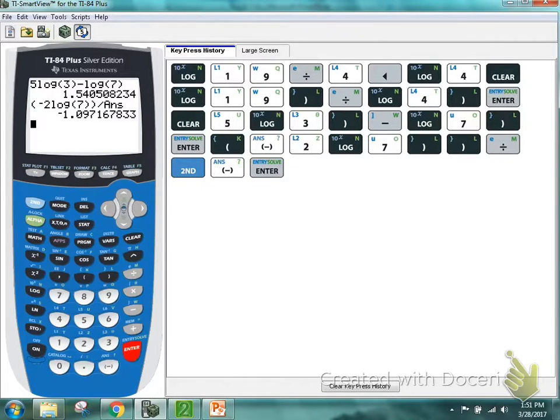So negative 1.097. To be quite honest, we're out of time. We're not out of time because we're going to do one more. If you're getting the algebra right but getting the wrong answer when you put them in your calculators, the quickest fix is to come see me. Let me see you do one, and I'll show you where you're going wrong.